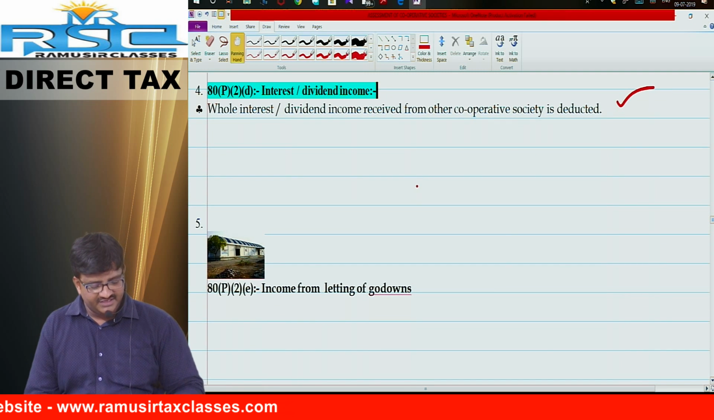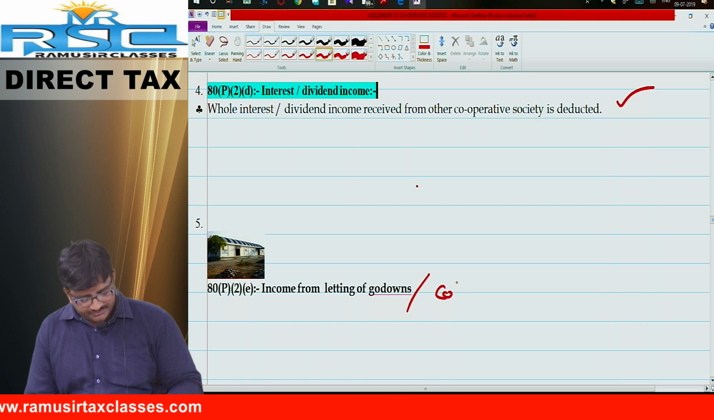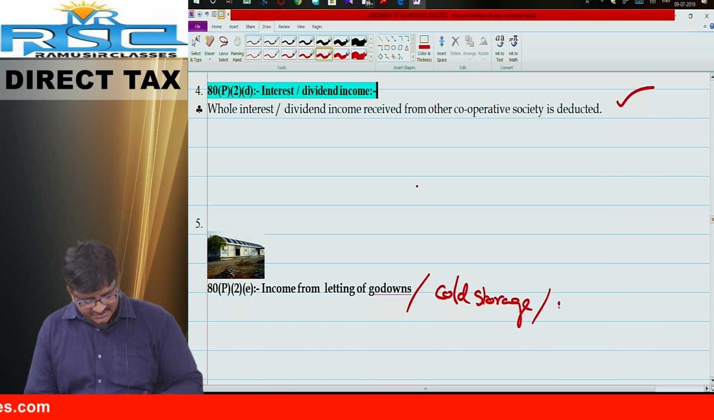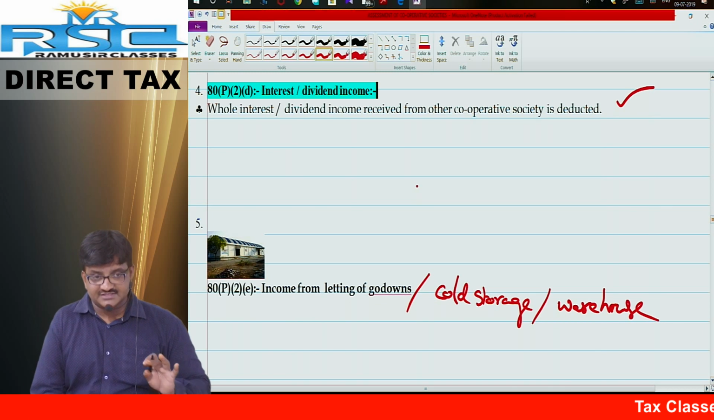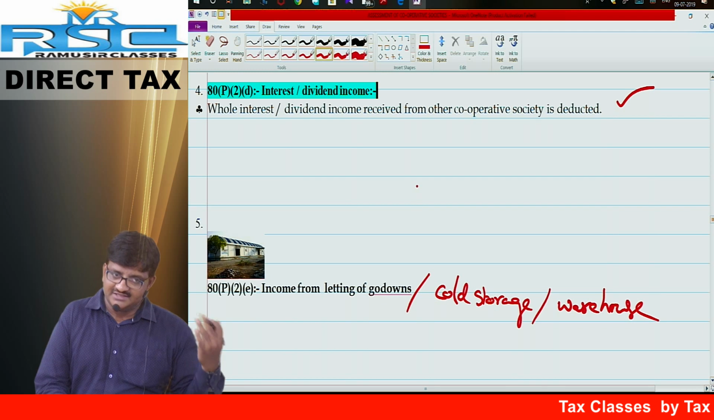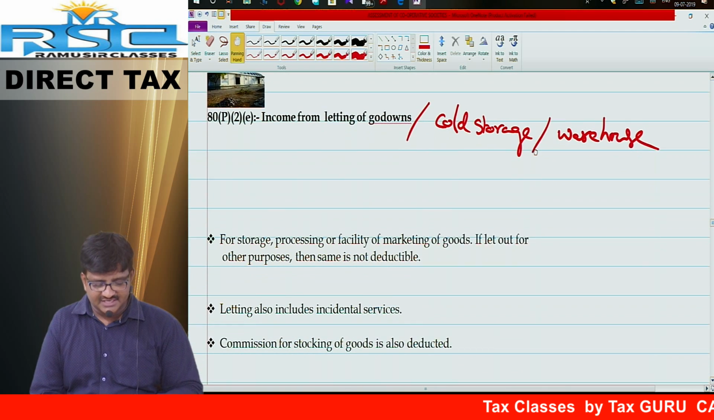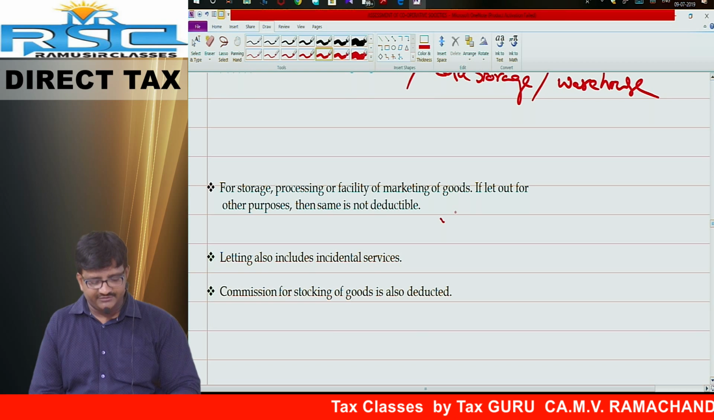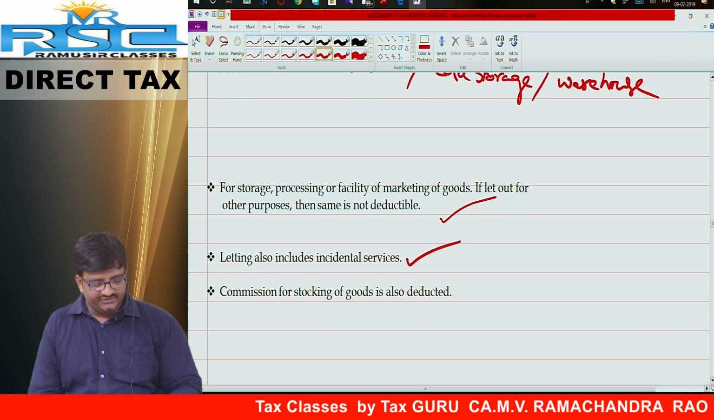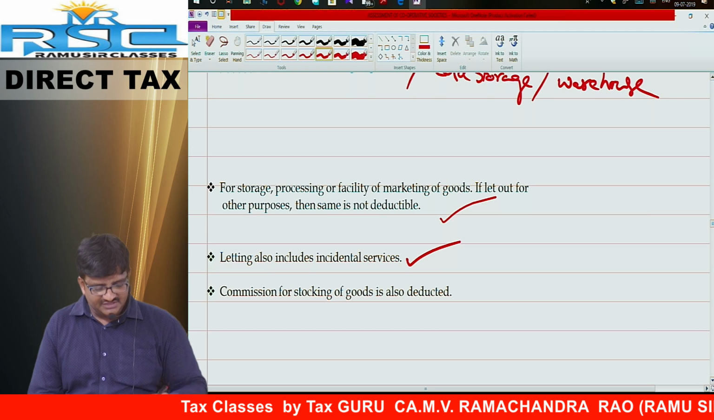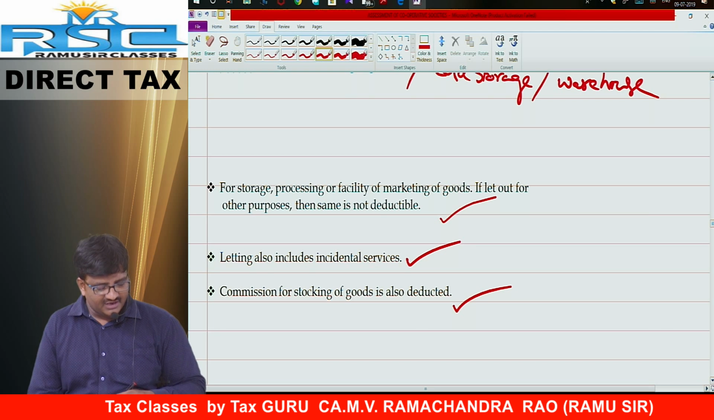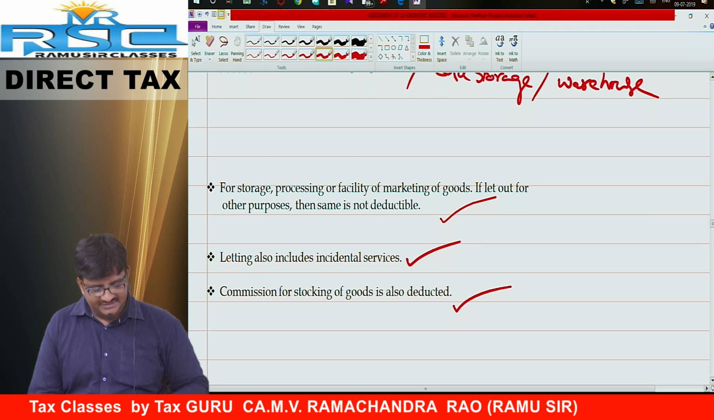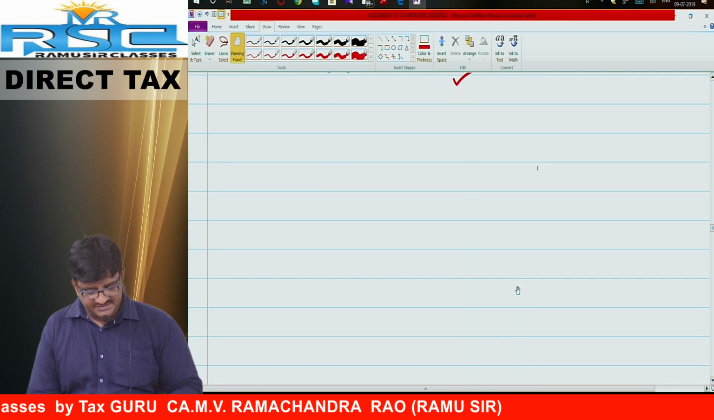Next one, friends, income from letting out of godowns, not only godowns but cold storages, or warehouses, all those incomes are allowed as deduction. Friends, the beauty of this proviso is that whether to members or non-members, it is also allowed as deduction. Now, storage, processing facility, marketing facilities are also considered. Letting includes incidental activities also. Commission for the stocking of goods is also deducted. Okay, this is the topic.